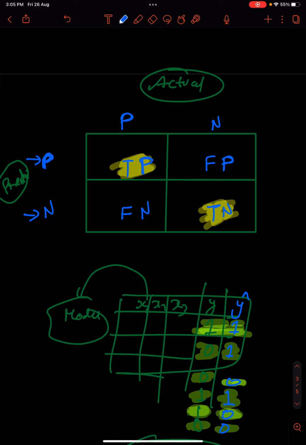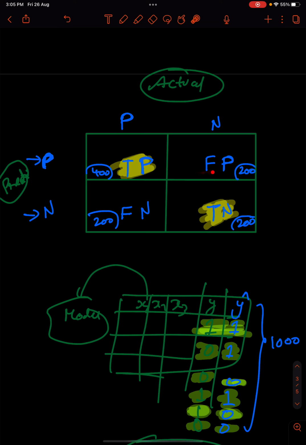So let's say I have here 1000 records. Out of 1000 records, maybe 400 records belong to true positive, 200 belong to false positive, and then 200 here. Okay, and then another 200 here. This could be how the model has predicted, right? Which means out of the total 1000 records, for 600 times the model has predicted that it belongs to positive class. Out of 1000 records, 600 were predicted as positive class, and the remaining 400 records, 200 plus 200, were predicted as negative class.